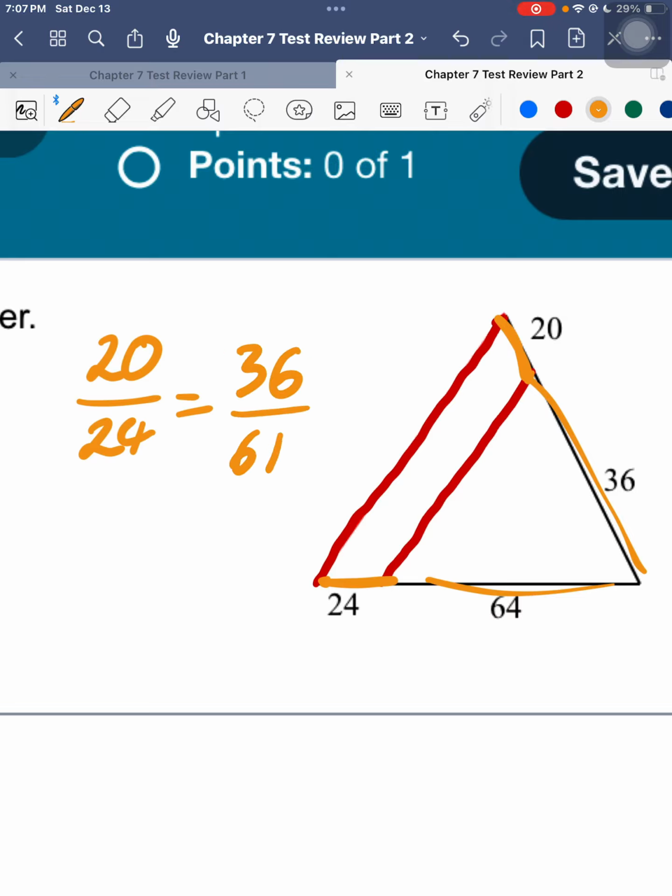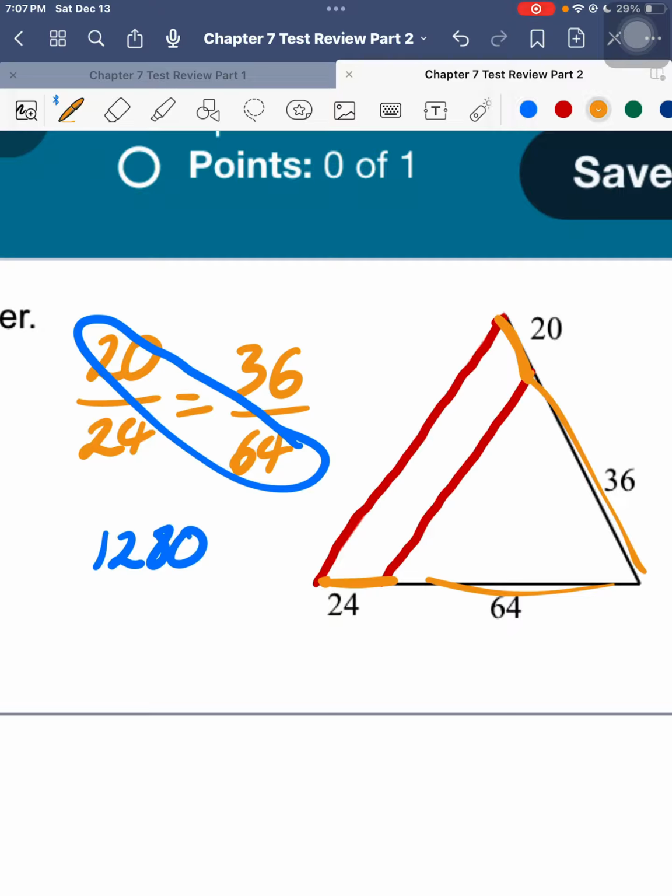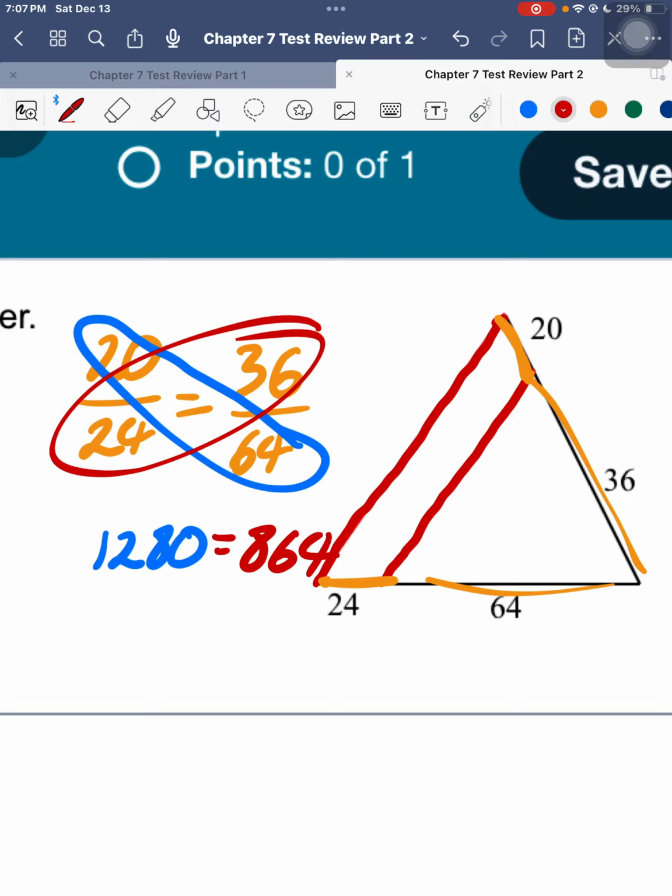Okay, so honestly, simplifying this is going to be really hard. So let's just do it the way we did it in the beginning of the quarter, which is just cross multiplying. So 20 times 64 is equal to 1,280. 24 times 36 is equal to 864. Are these proportions equal?